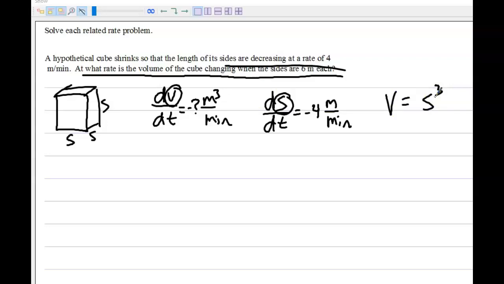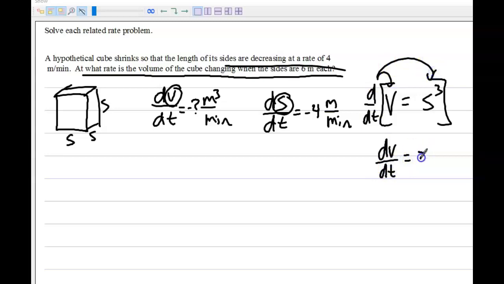So if I take the derivative of this with respect to t, I get dV/dt equals 3s squared ds/dt. All right. We don't know dV/dt. That's what we're trying to find. We do know s. We want to find the rate of change of the volume when s is 6. So I'm going to put a 6 in there. And I also know ds/dt, which is negative 4.